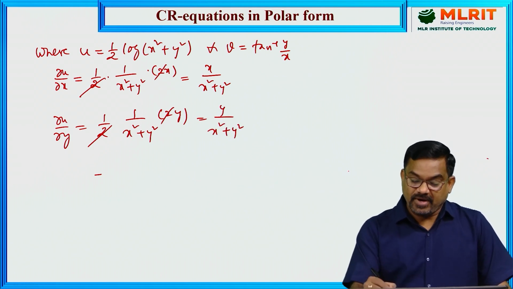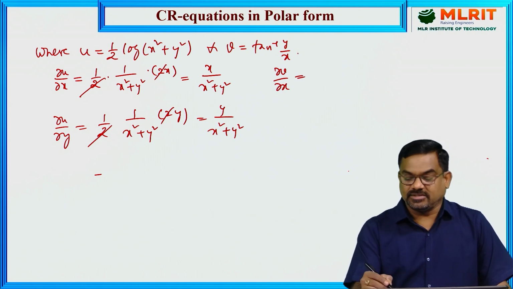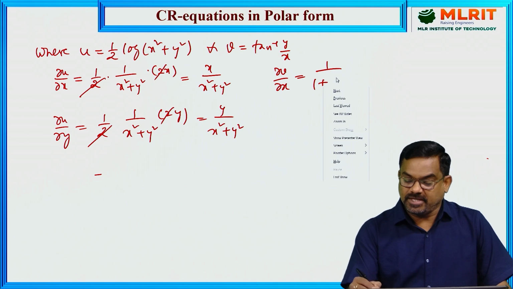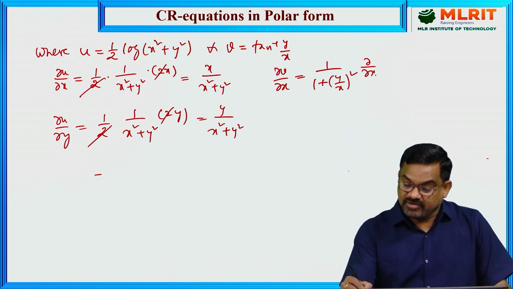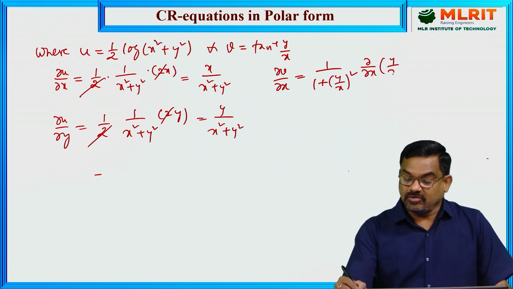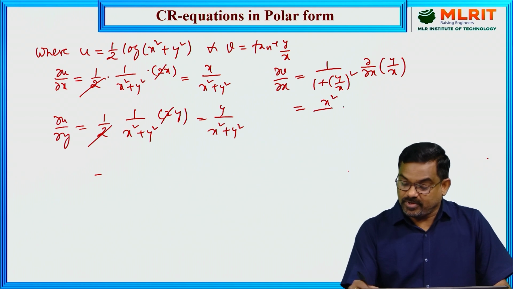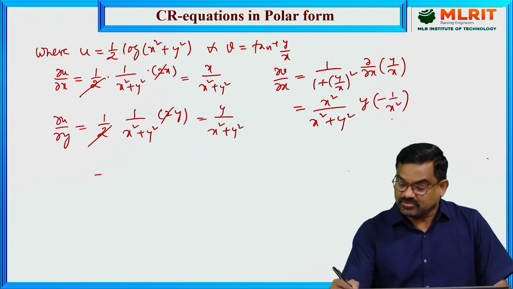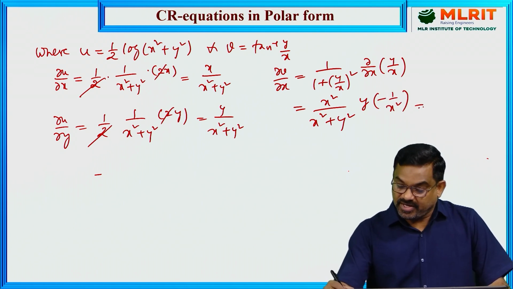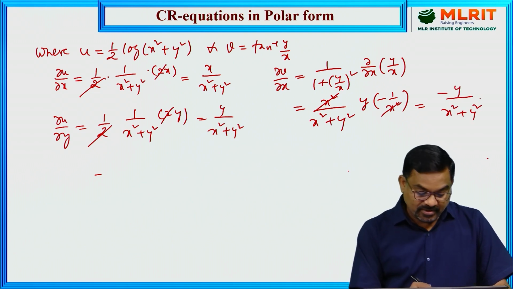Similarly, we need to find ∂v/∂x and ∂v/∂y. So v with respect to x, the derivative of tan inverse is 1 by 1 plus (y by x) whole square, into the inner function derivative with respect to x. So ∂/∂x of y by x, which is here x square comes to the numerator, x square plus y square, with respect to x. We treat y as constant and the derivative of 1 by x is minus 1 by x square. So after simplifying this, we get minus y by x square plus y square.